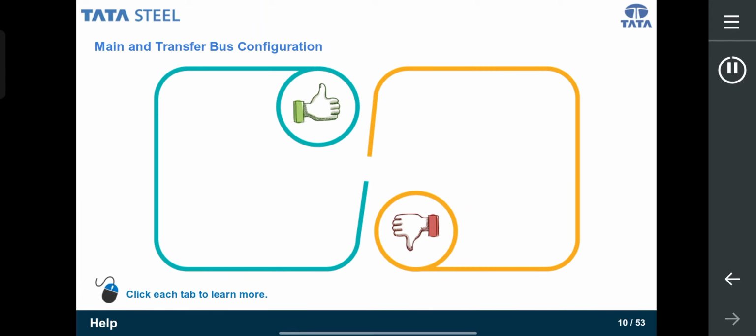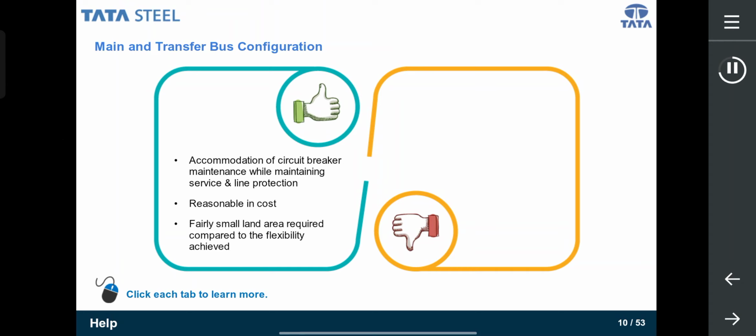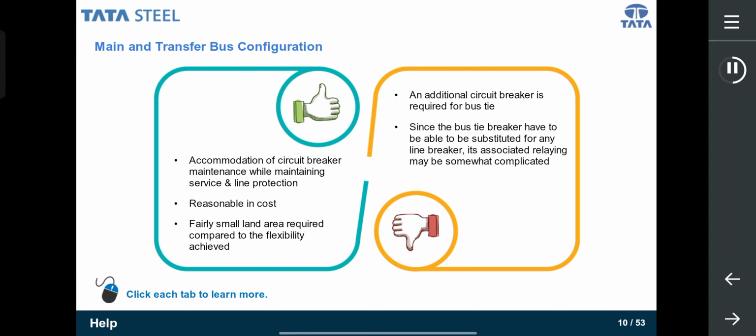Click on each tab to learn more. Its advantages are accommodation of circuit breaker maintenance while maintaining service and line protection, reasonable in cost, fairly small land area required compared to the flexibility achieved. Disadvantages are an additional circuit breaker is required for bus tie, since the bus tie breakers have to be able to be substituted for any line breaker. Its associated relaying may be somewhat complicated.